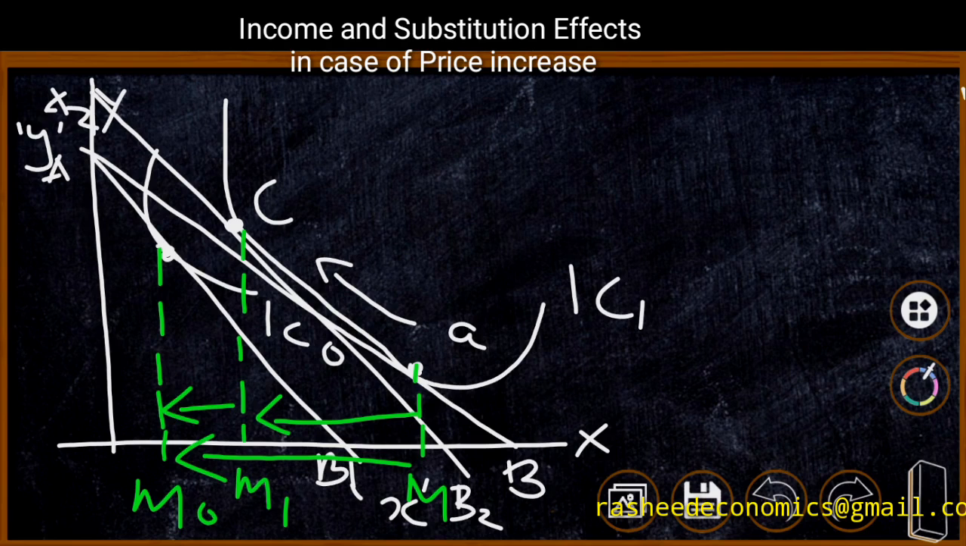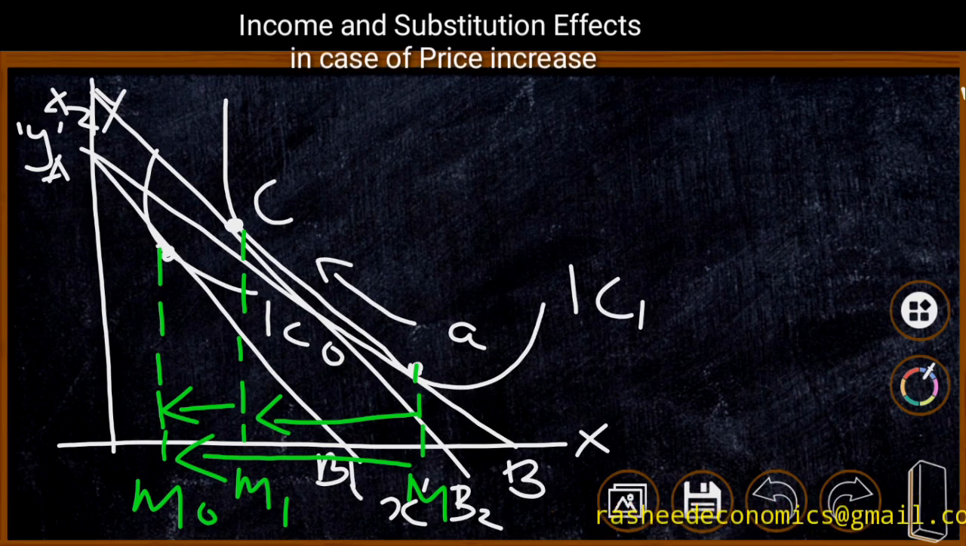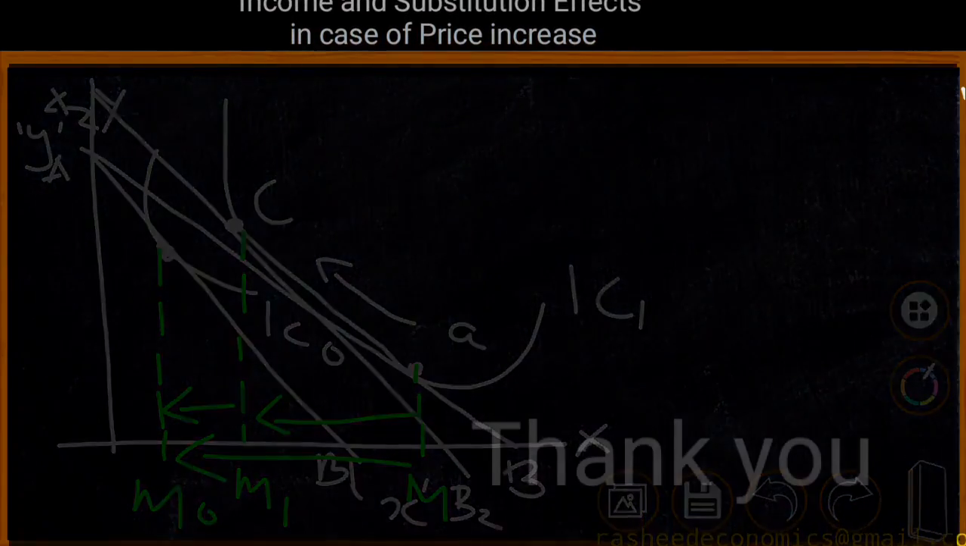Therefore, in case of price increase also, the price effect is a combination of income effect and substitution effect. Since there is price increase, the law of demand operates as a result of decrease in quantity demanded of the commodity. Therefore, this is the analysis of the splitting up of price effect into income effect and substitution effect developed by Hicks in case of price increase of a product.